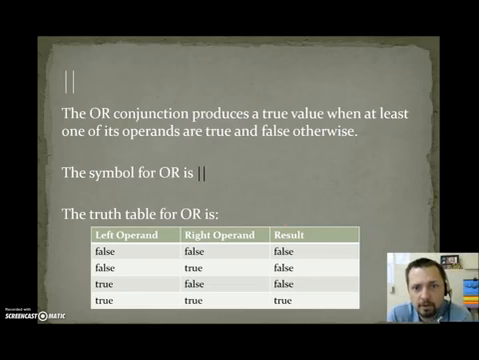Or. The or conjunction produces a true value when at least one of its operands is true and false otherwise. The symbol for or is vertical bar, vertical bar. You may be wondering, how do I make a vertical bar? It's the key under the backspace. It looks like a broken vertical bar, but it will produce, on the font that we use, a solid vertical bar. The truth table for or. False, false will make false. False, true, this is a copy and paste error, will make true.